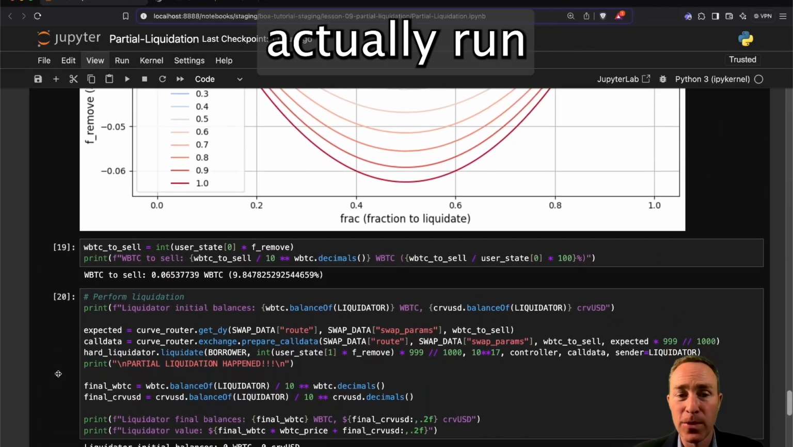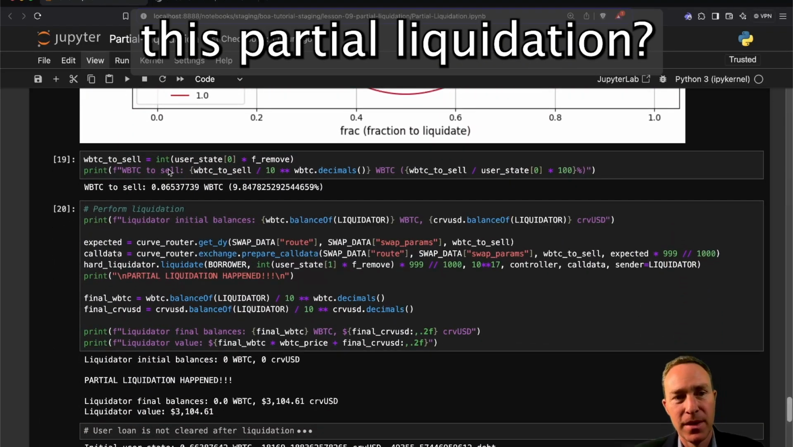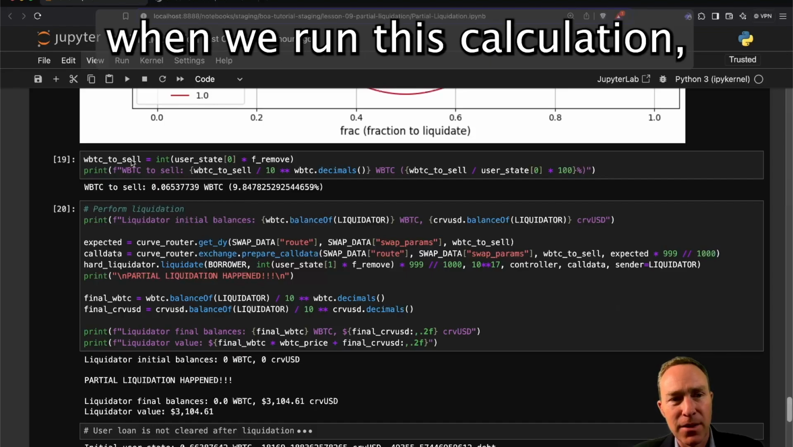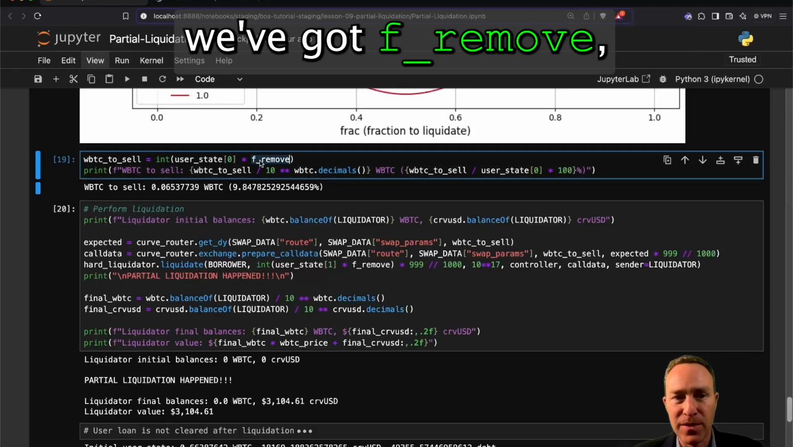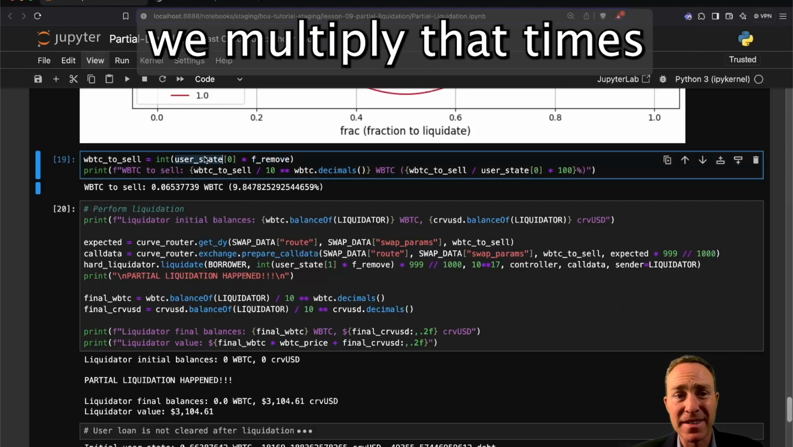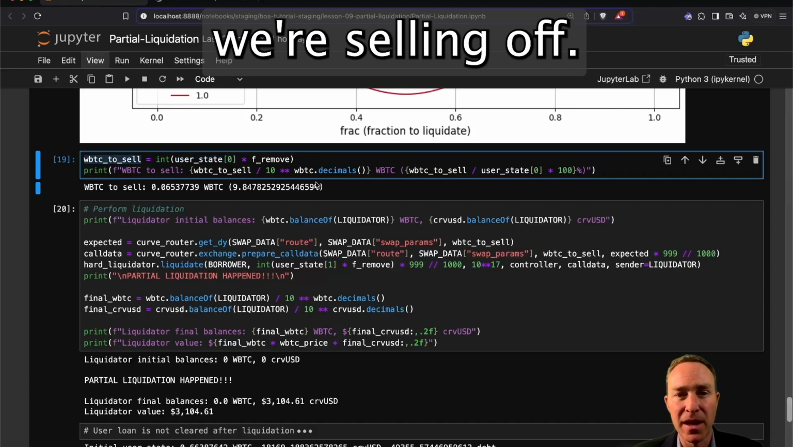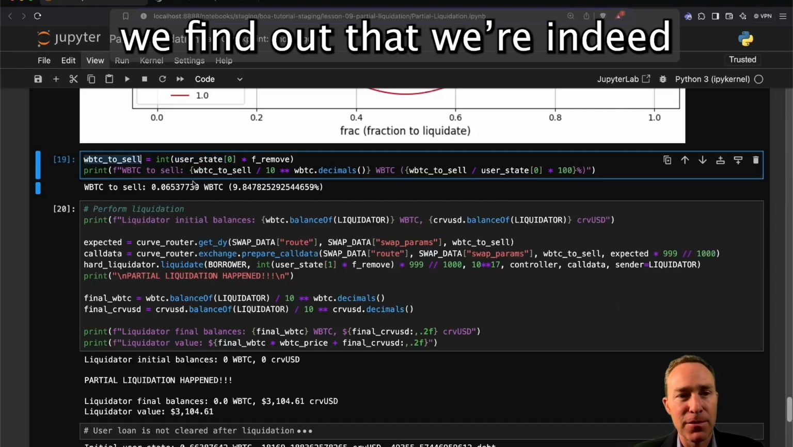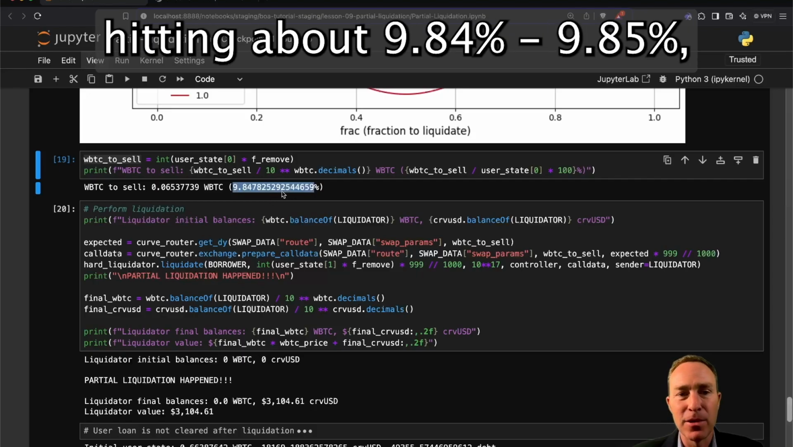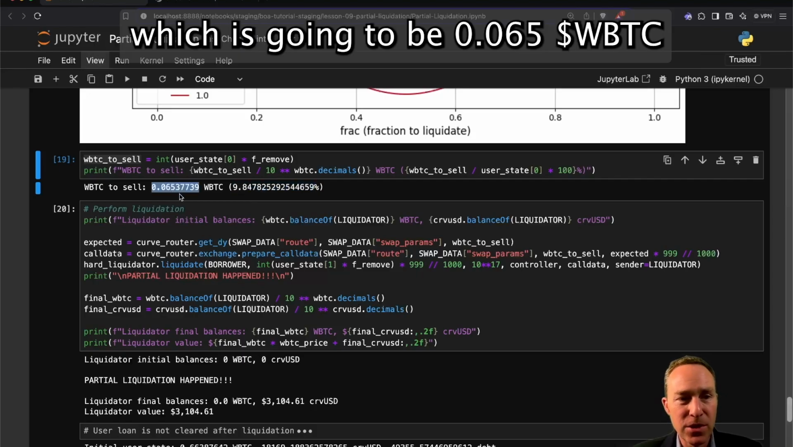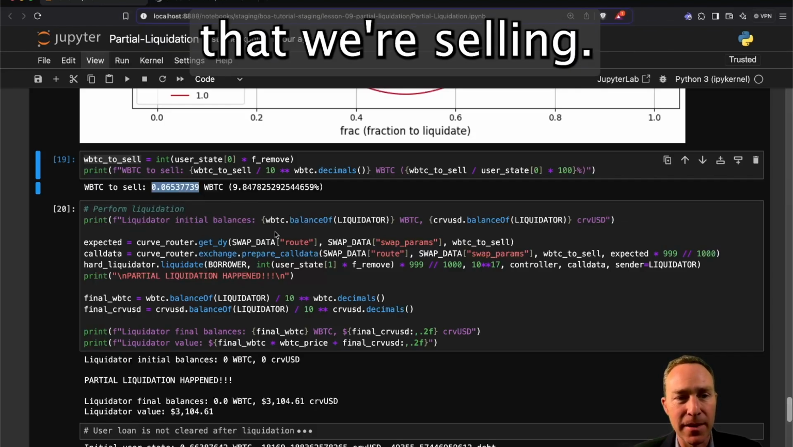How would you actually run this partial liquidation? We're going to go ahead and run this. When we run this calculation, we've got the F remove value. We multiply that times the amount of collateral to see how much WBTC we're selling off. When we sell this off, we find out that we're indeed hitting about 9.85%, which is going to be 0.065 WBTC that we're selling.